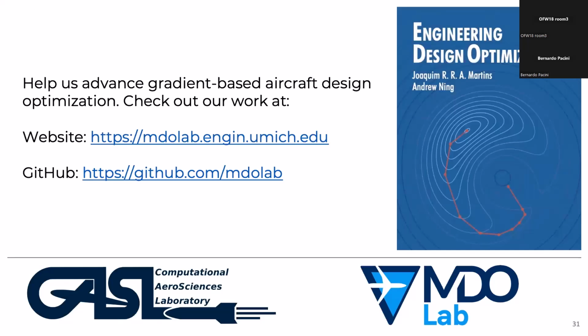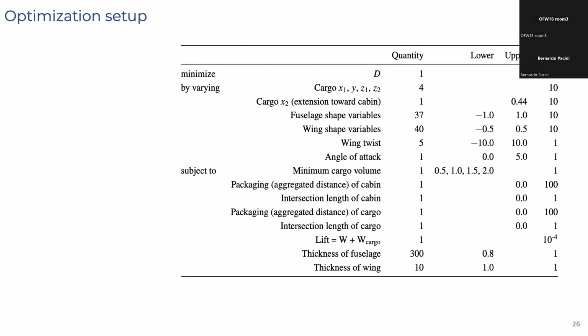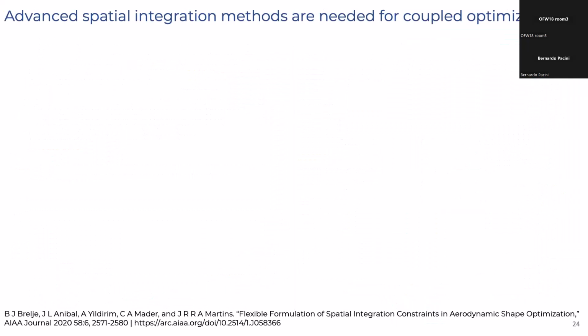Where do the optimizations consider the flight cases? Great question. So that applies to both the first two sections.